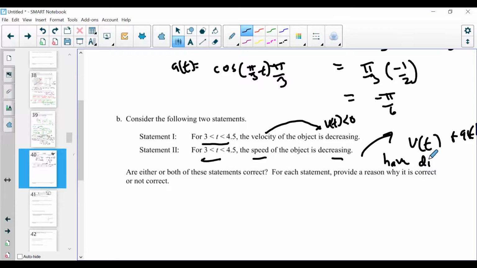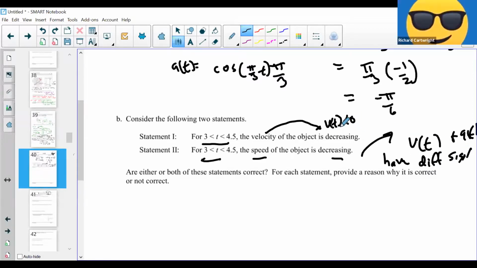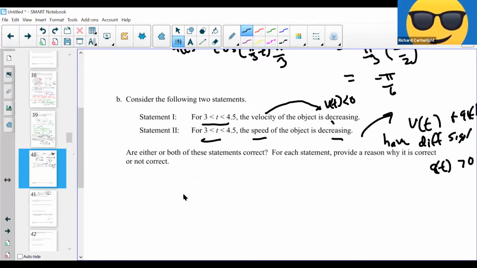Different signs. So that tells me if V of t was decreasing, that means it was negative. So A of t must be greater than 0 in that interval. Those are just my scratch notes, I'm thinking out loud. I might use that in my write-up. What's he asking? Are either or both of these statements correct? Oh, okay, hold on. So that's what I did, summarize this.